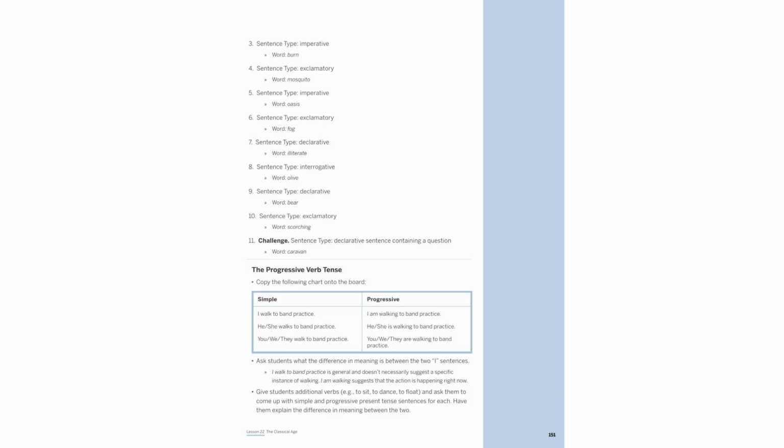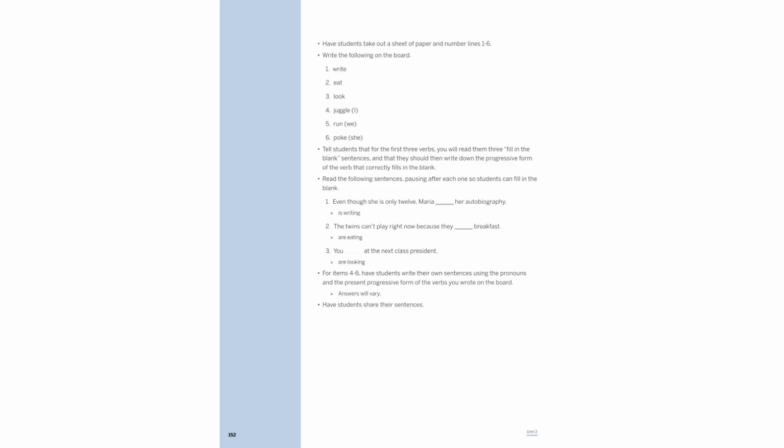Now let's delve into the progressive tense, contrasting simple and ongoing actions. Students, let's practice using the present progressive tense. For the verbs write, eat, and look, fill in the blanks with the correct progressive form. For example, Maria is writing her autobiography. Now, create your own sentences using juggle, run, and poke with the given pronouns. Share your sentences with the class.